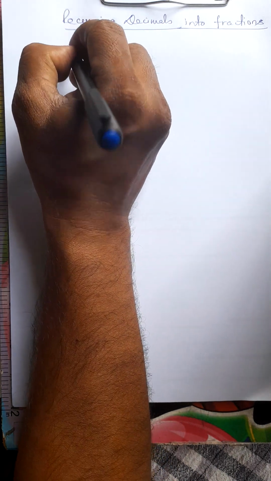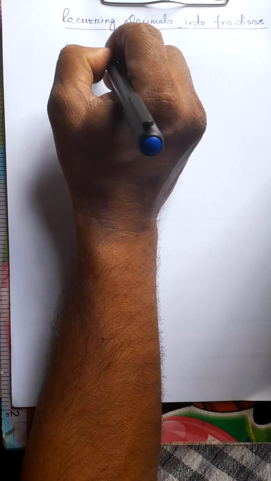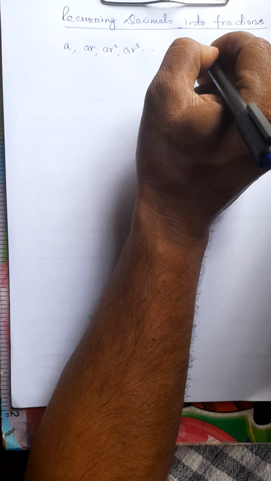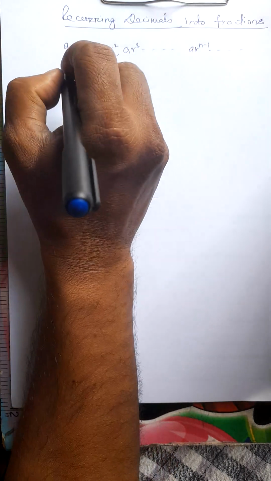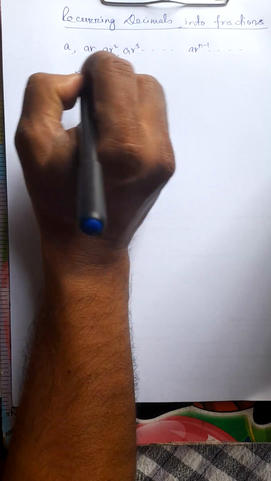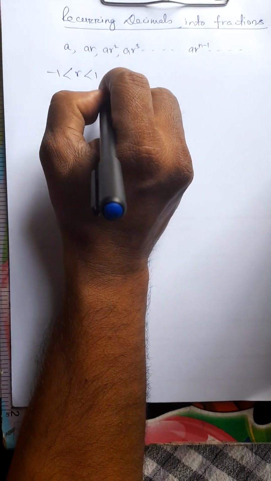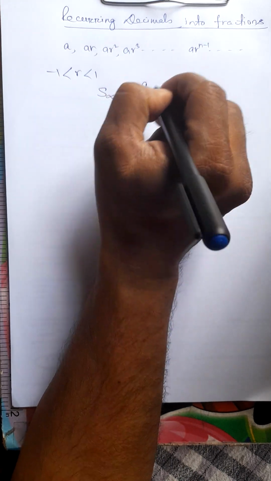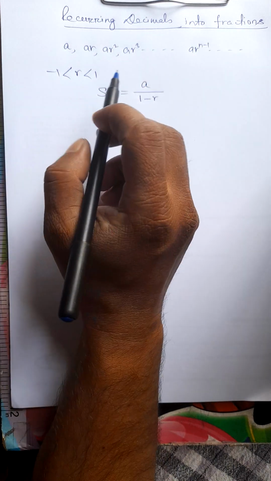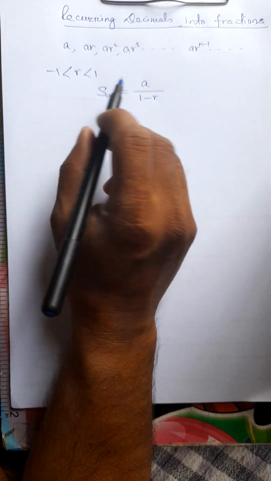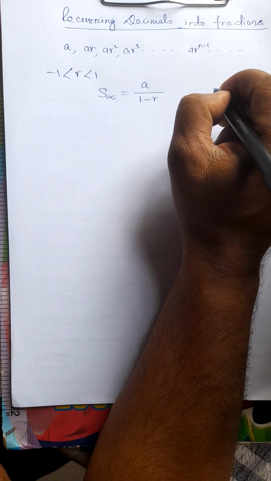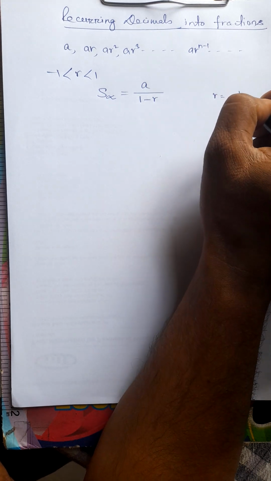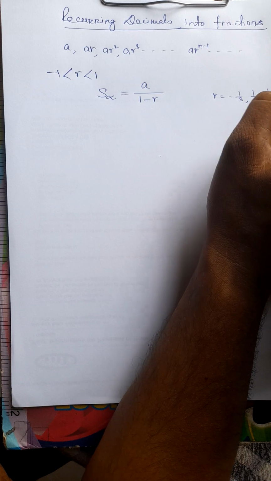Say this is a GP, suppose a, ar, ar square, ar cube, and so on. Now if r lies in between 1 and -1, then we find that the sum of infinite number of terms of this series will be given by a divided by 1 minus r. Here r lies in between 1 and -1. That means r is a fraction. Say for example r equal to suppose -1 by 3, 1 by 7, 1 by 10, etc.